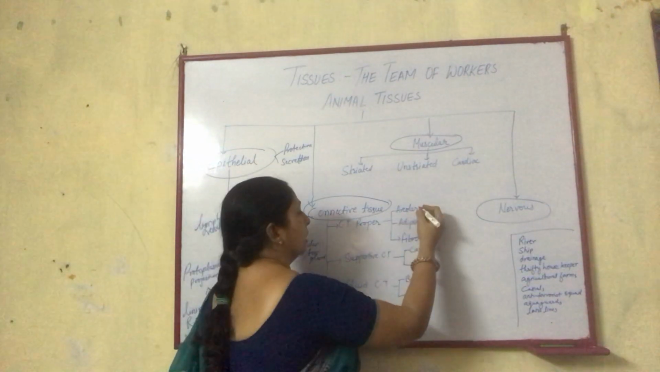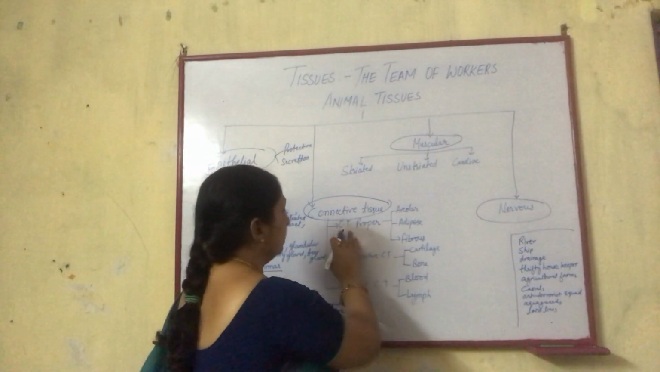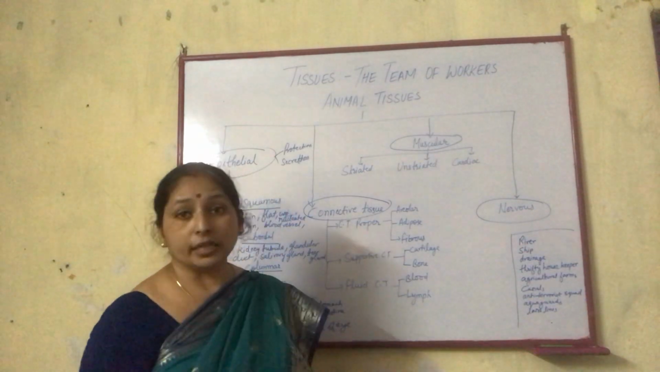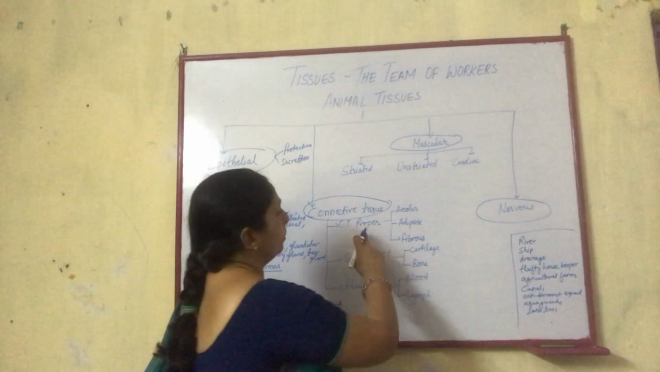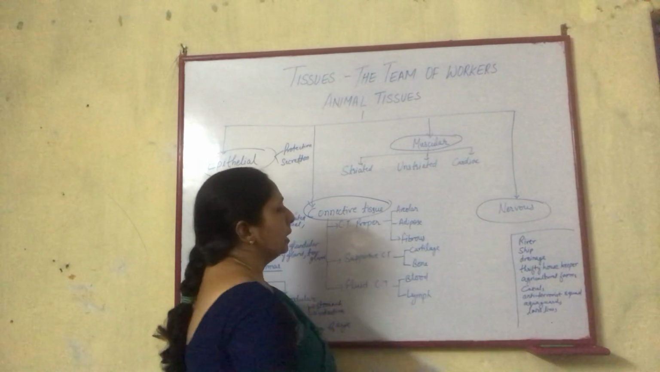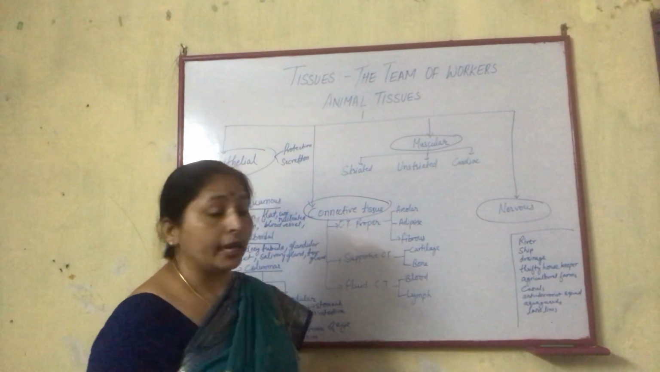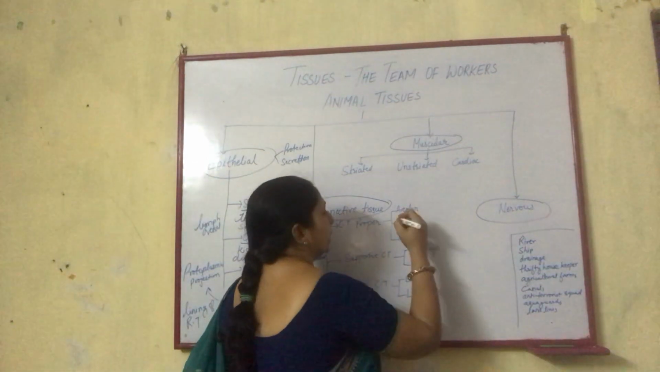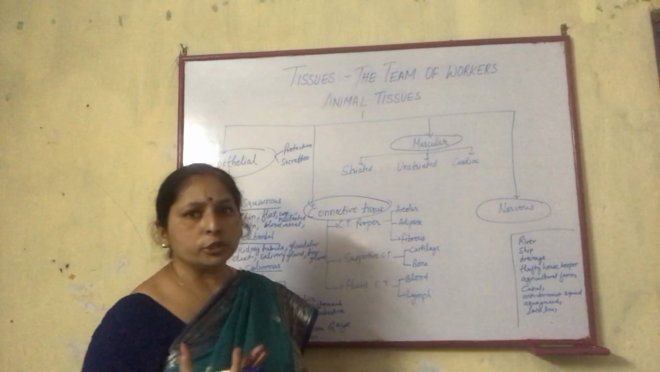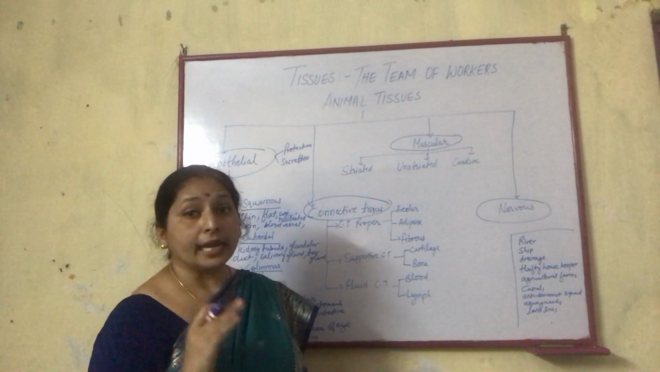In spite of connection, they are for giving protection, for storing fat, for insulation. Let's start with the CT proper, which is the connective tissue proper. Connective tissue proper is having three different types of tissue. Areolar tissue is the most widespread or the most common tissue which is found all over the body.